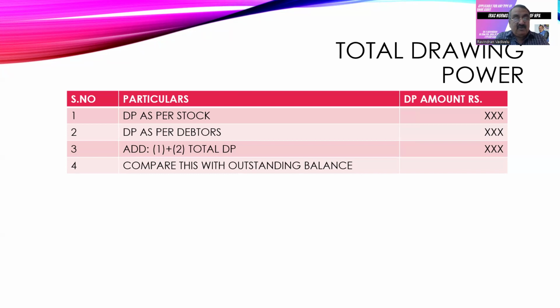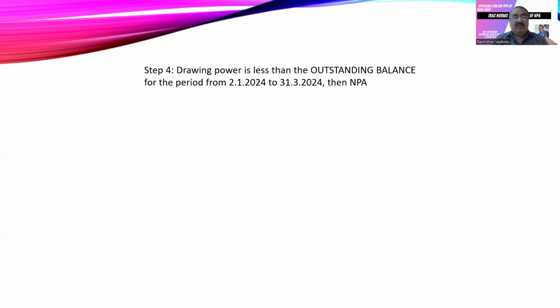According to me, you have to calculate only the 3 statements. Please refer to the RBI circular for further clarification. So this is the one thing. Now go to the concept of 4. If the drawing power is less than the outstanding balance for the period from 1/1/24 to 31/3/24, then that account will become NPA.